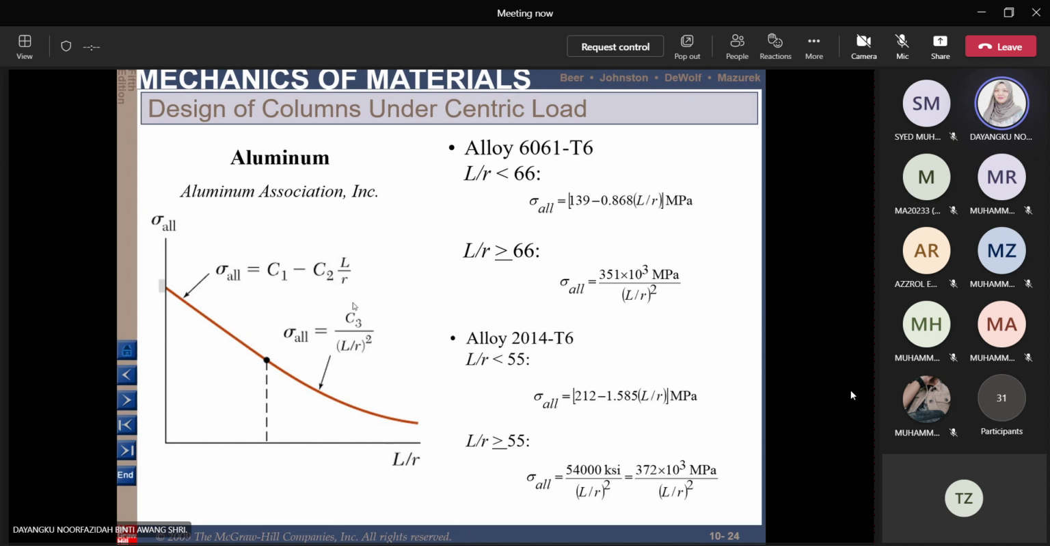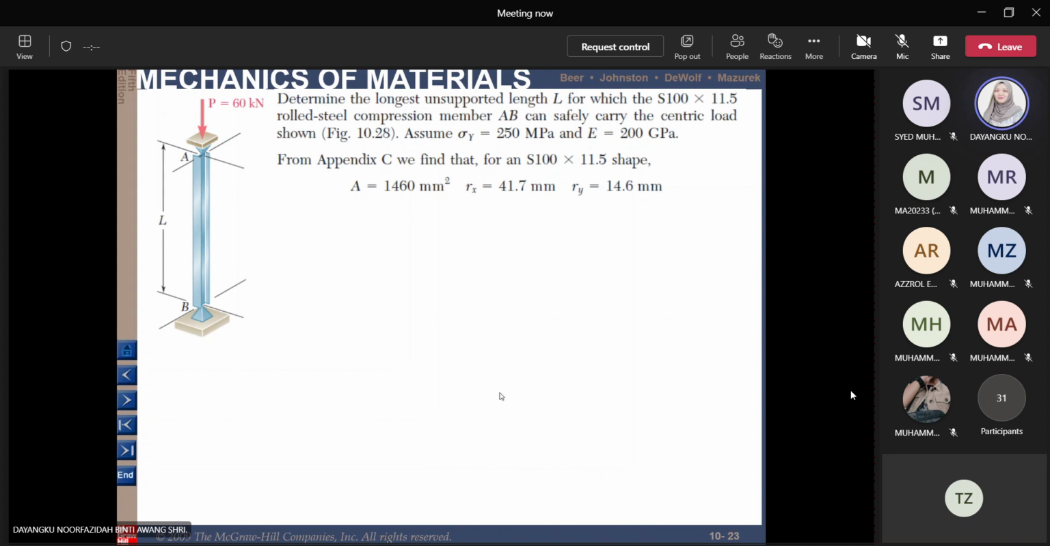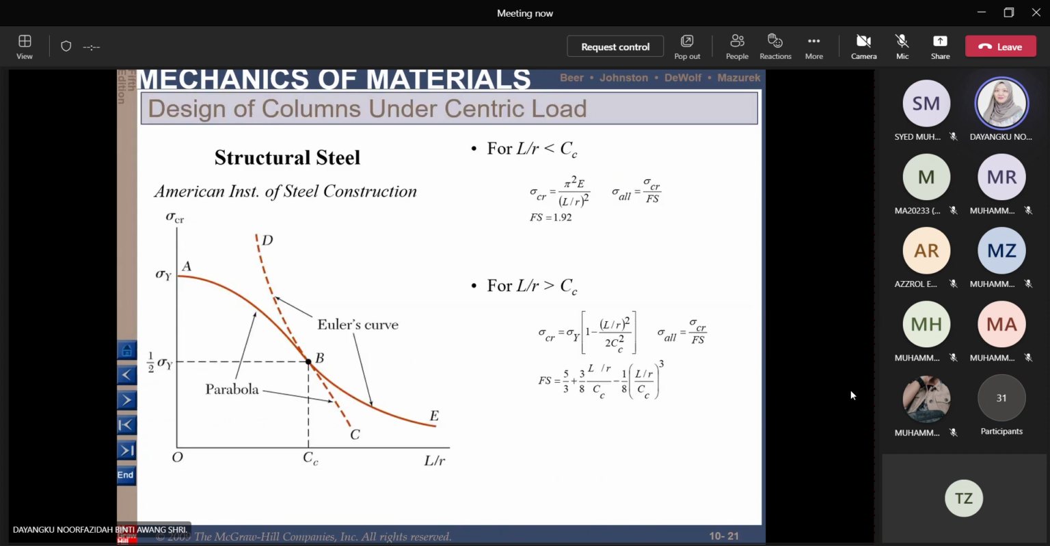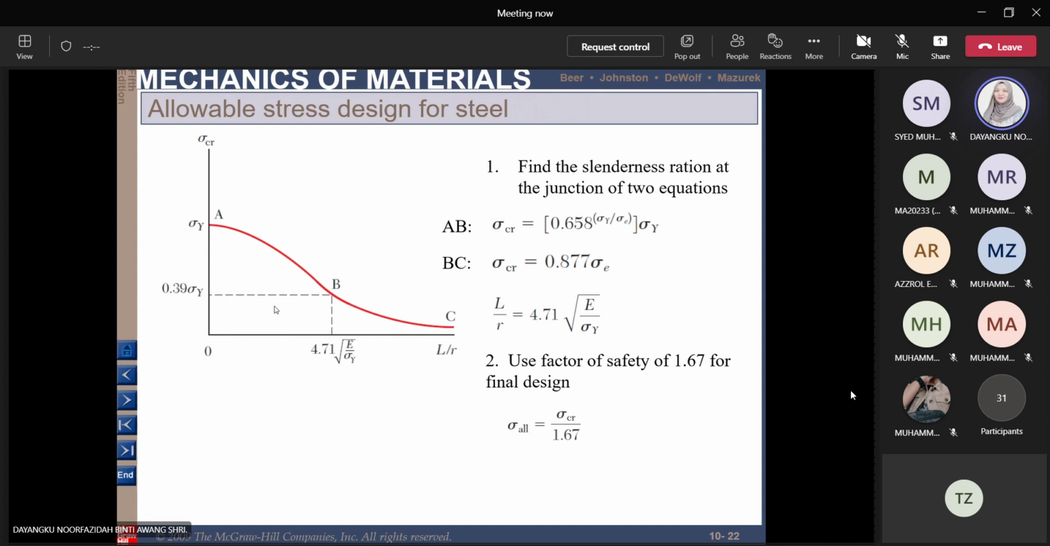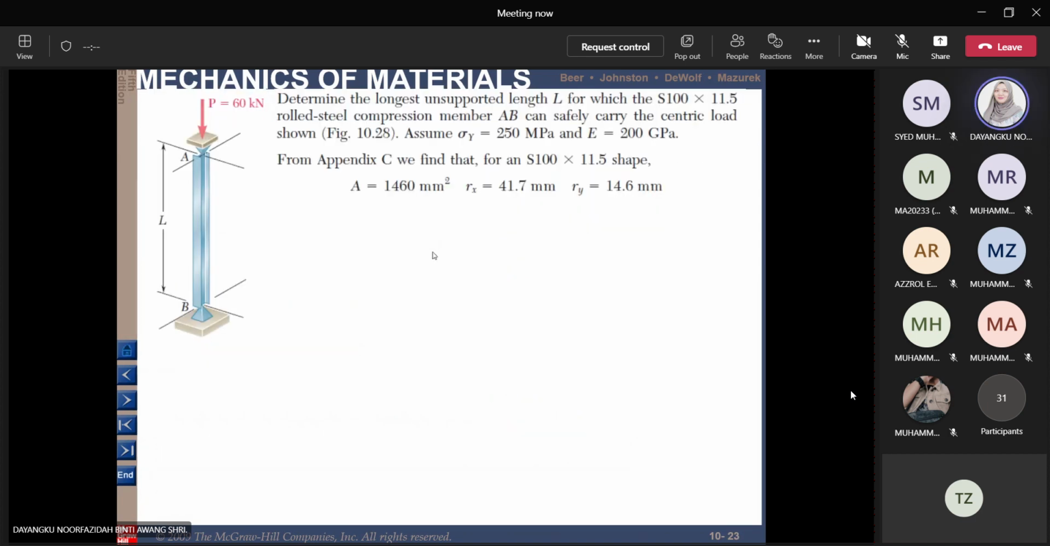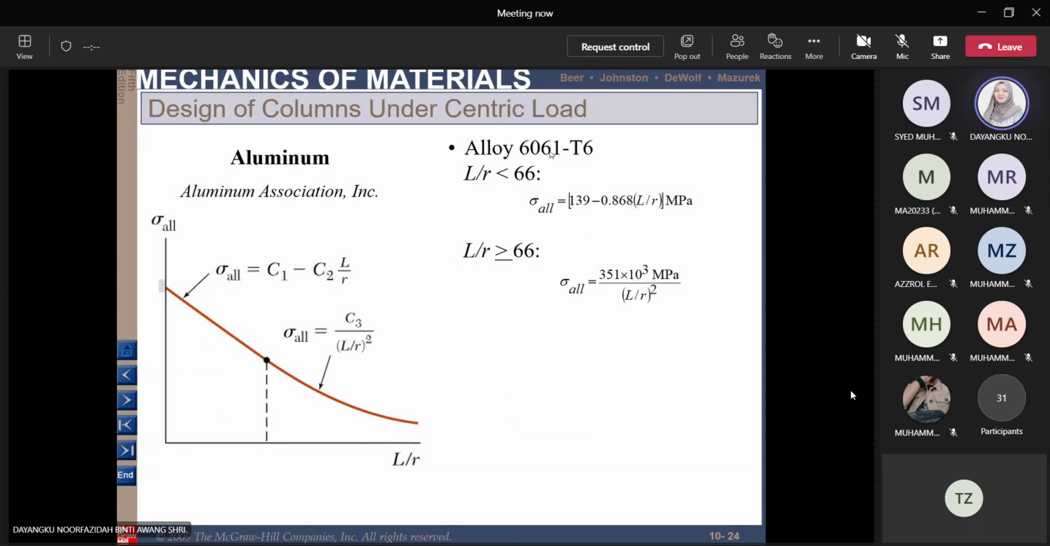You need to know the value of the Cc. For aluminium and steel, this part here, at least these two graphs. It will be between steel and aluminium only. So you need to know the value of this one. Make sure you remember that for 6061, it is 66. For 2014, the L over r, your Cc, is equal to 55.